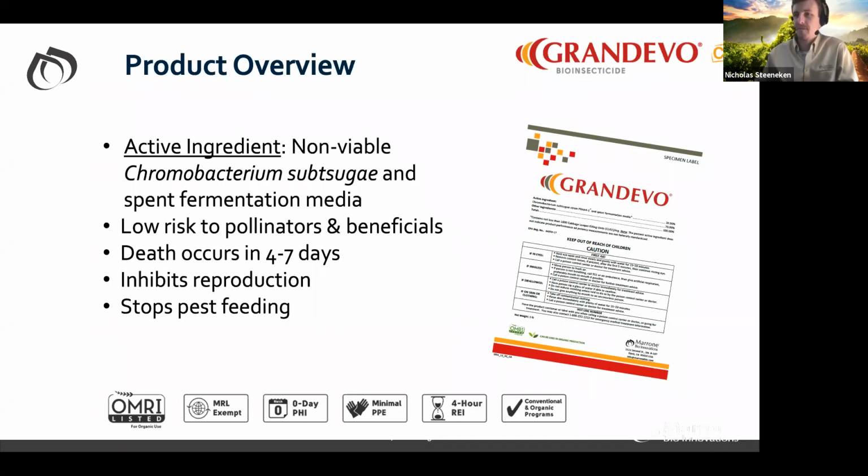Always like to make sure. And so if you give the pest a choice of 2 leaves, one that's been treated with Grandevo and one that's not been treated, they will go to the one that's not been treated. So it has repellency effects as well, which is really good. And the pests typically stop feeding within hours or minutes of application, very quickly. We're OMRI registered, MRL exempt, 0-day post-harvest interval, and all that good stuff.